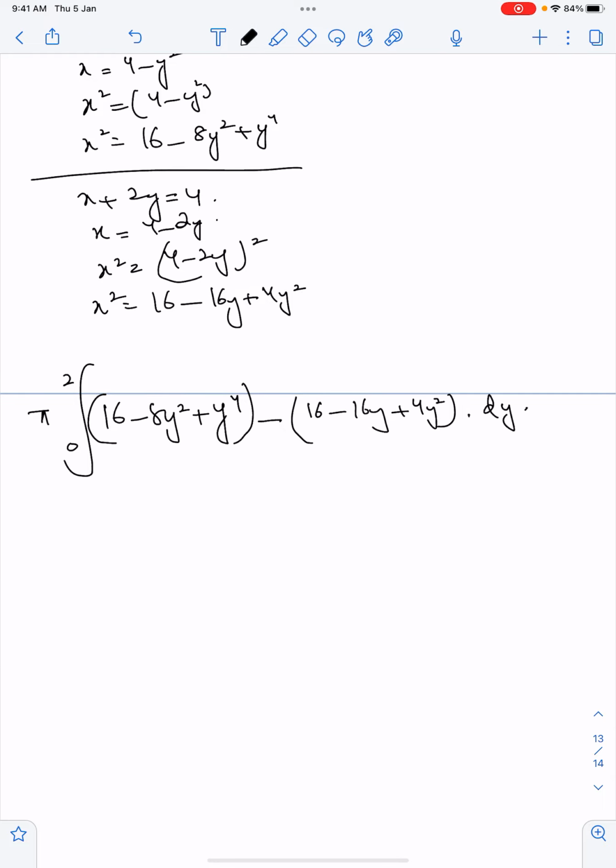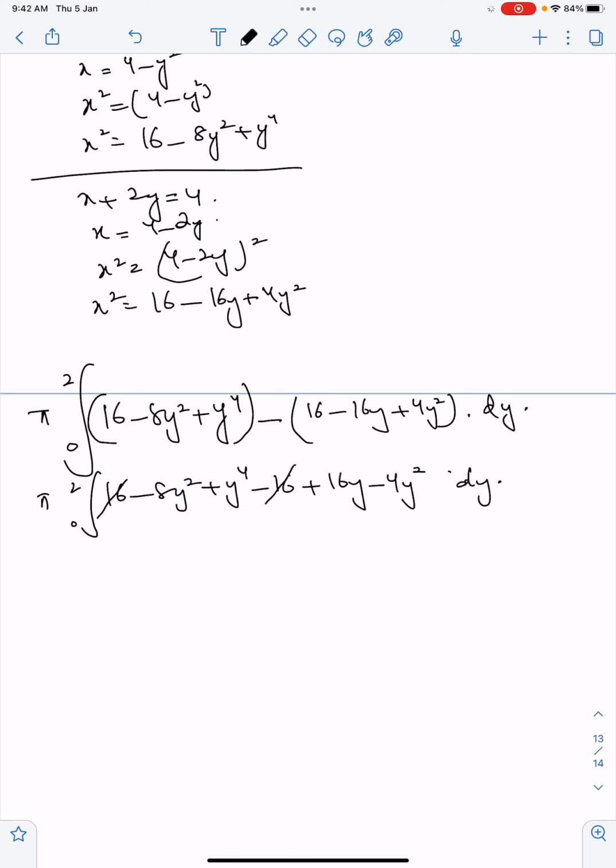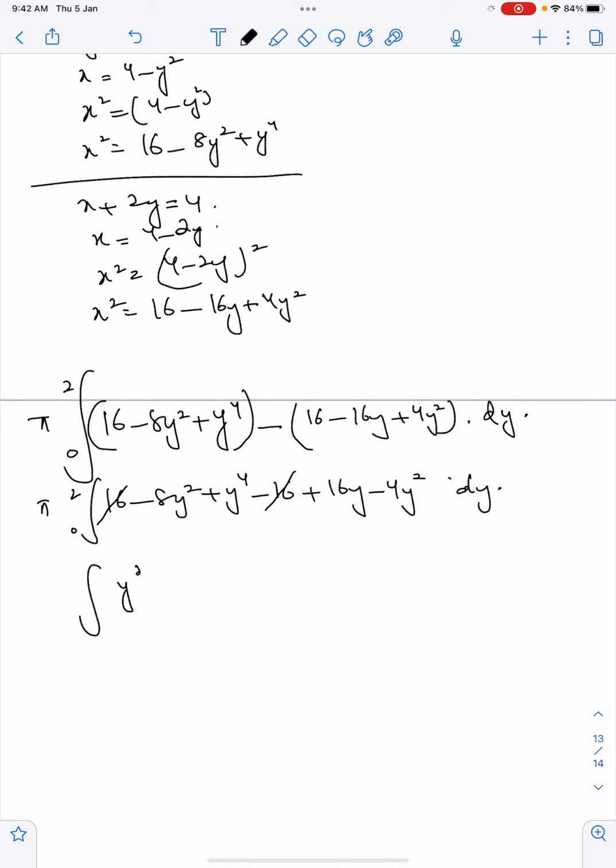Okay, dy. 16 minus 8y square plus y to the power 4 minus 16 plus 16y minus 4y square. Okay, I'm still going through the simplification process. I haven't started with integration yet. So minus 8y square minus 4y square is going to give me minus 12y square, plus 16y dy.